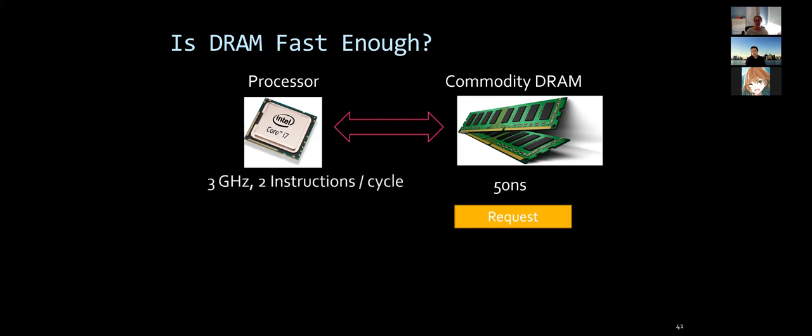Why? Because if you had a 3 gigahertz chip that can execute 2 instructions per cycle, that's a typical Intel chip, in 50 nanoseconds I can execute 300 instructions. Remember I showed you a small piece of code where for 4 instructions, I had 3 memory accesses, right? And the problem is that for 300 instructions, I can only handle 1 memory access. That's where the problem is.